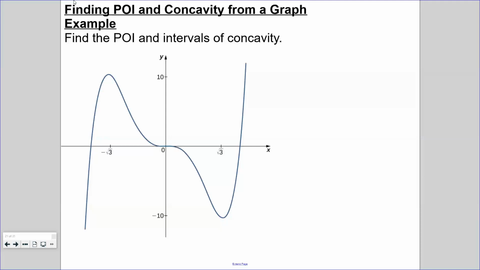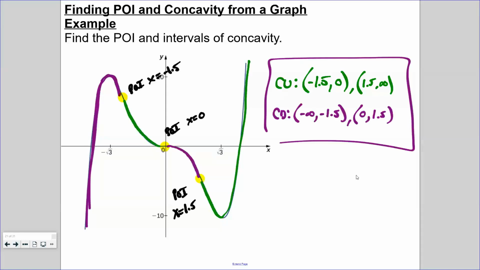Here is what I got. And again, these are just approximations, not exact, so you might have something close. But that's what I got. Any questions? Can you please go over how there's a point of inflection at -1.5 and 1.5?